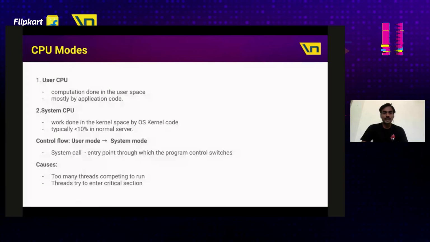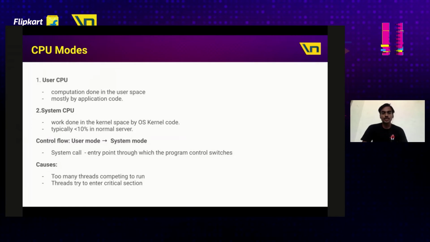And then we took some time to understand what it means also. Basically in Linux, there are two CPU modes available. It's called user CPU and system CPU. User CPU talks about the work done in user space, mostly done by the application code. On the other hand, system CPU talks about the work done in the kernel space by the kernel code. And typically it takes less than 10% in the steady state.